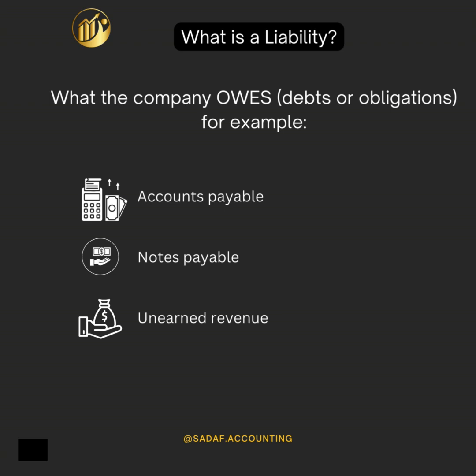Liability, like assets, has classification, and the first one is current. Current liability means that you should pay within 1 year, but the other liability is more than 1 year.